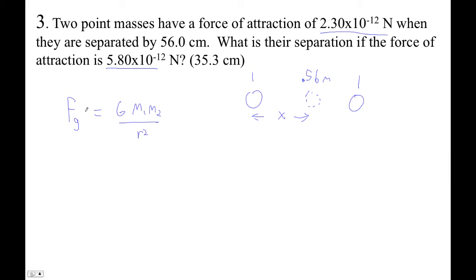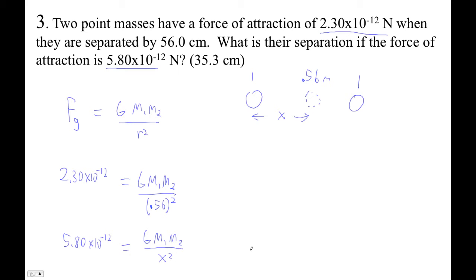Okay, so what we do here is I'm going to set up two equations. The first: 2.30 times 10 to the minus 12th is G m1 m2 over 0.56. By the way, it doesn't even matter if you don't convert that to meters. Then my second equation will be 5.80 times 10 to the minus 12th is equal to G, the same two masses. That's the trick here. The numerator of both of these is the same, divided by x squared.